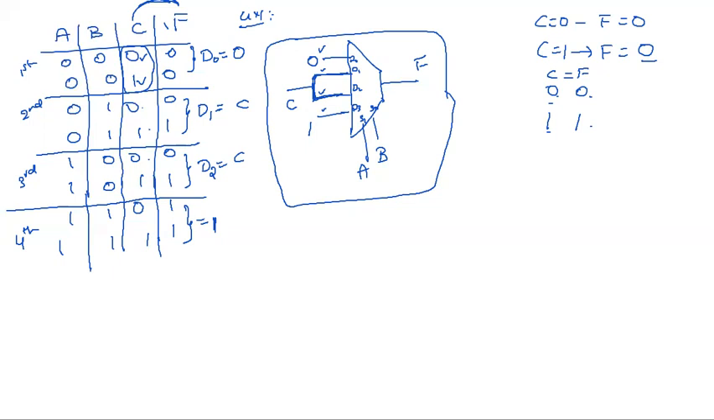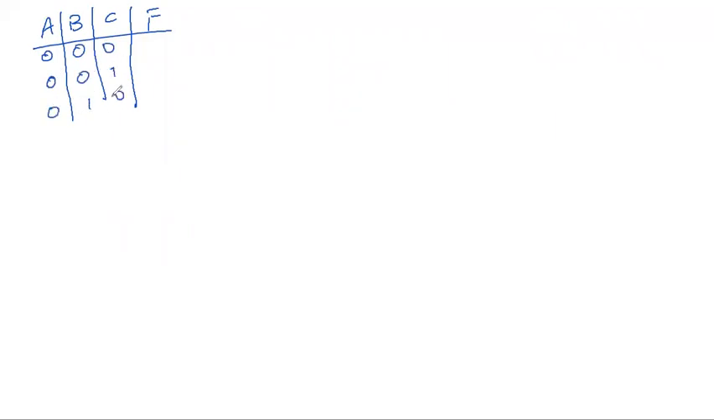Next, same experiment, 2 by 1. A, B, C, F: 0 0 0 0, 0 0 1 0, 1 0 0, 1 1 1, 0 0 1, 0 1, triple 1.